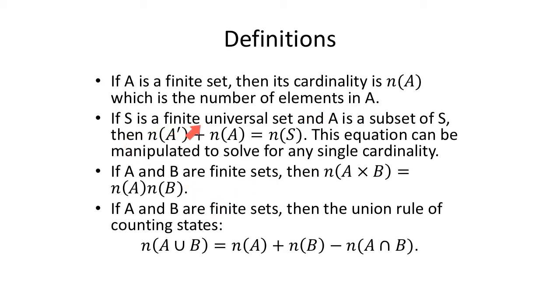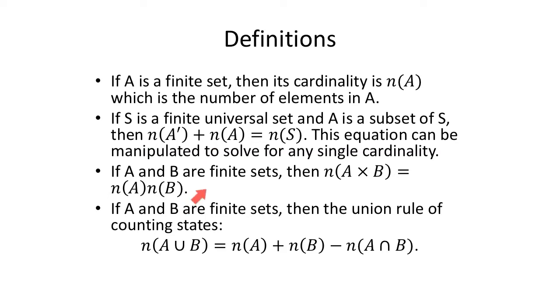If S is a finite universal set, and A is a subset of S, then the number not in A plus the number of things in A have to add up to everything in the universal set. So it's either in A or it's not. There's no in between. Black and white. A, not A. That's it. So this equation can be manipulated to solve for any of the single ones. If you want to know the number in A and you know the number in the complement and the universal set, you can do some subtraction instead.